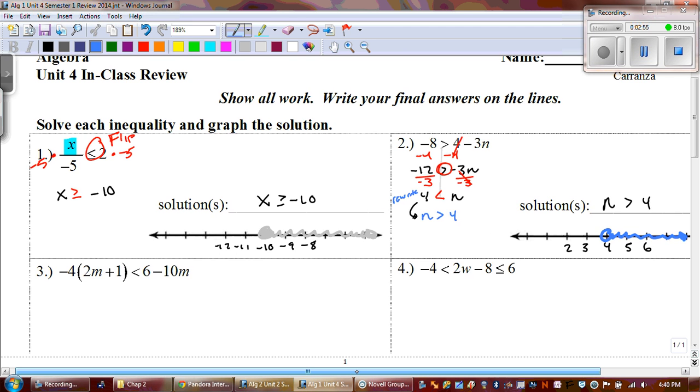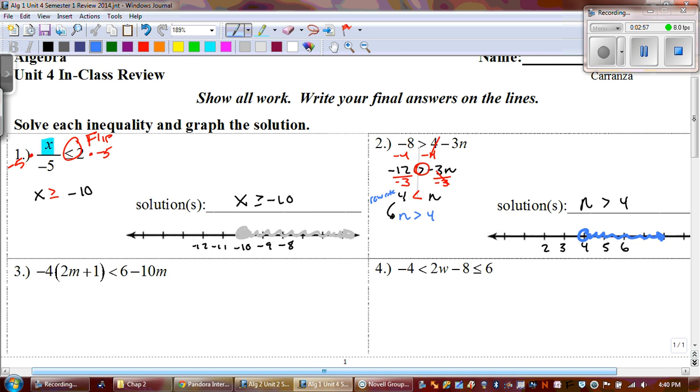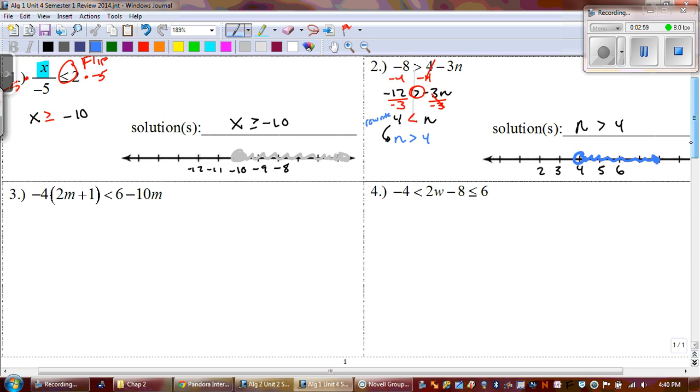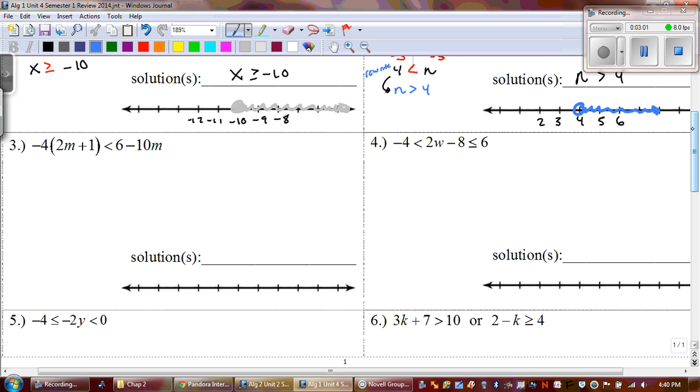Okay, number 3. Number 3, we've got a little bit of work to do before we get to graph it. All right, so the first thing that we need to do is we have to distribute, okay? Here's our inequality symbol, just so we know. So when we distribute, we get -8m minus 4, and then on the other side, it stays the same.